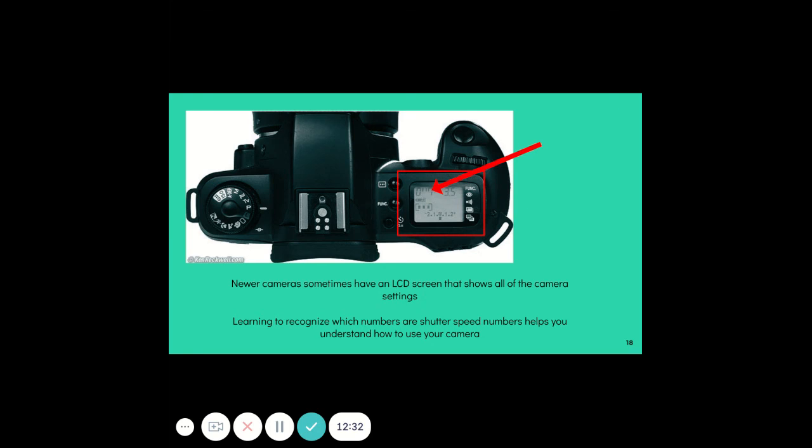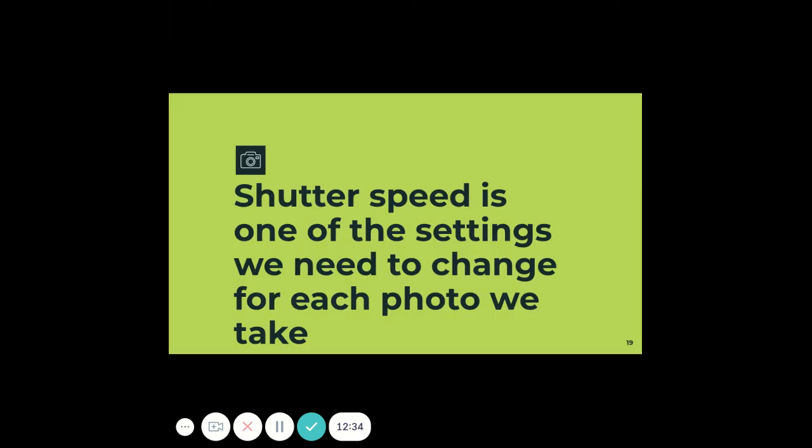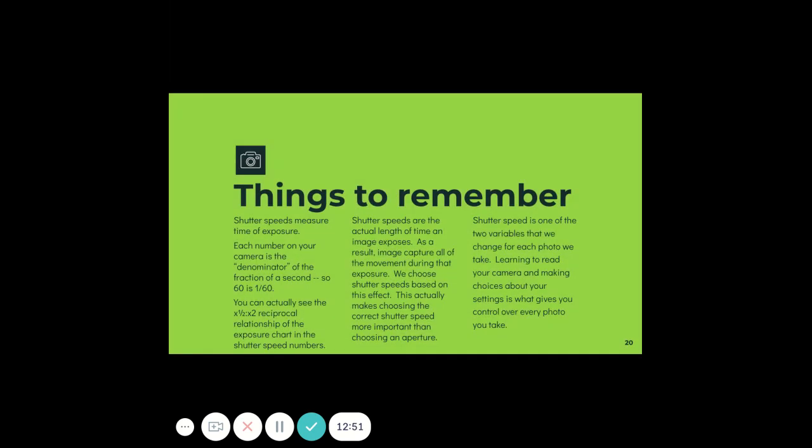It's not completely automatic. Okay, so shutter speed, of course, is one of the settings we need to change for each photo we take. That's the most important thing we're leaving here. F-stop and shutter speed work together, and we make decisions as photographers each time. Now, what are the big takeaways today? There's 3 concepts to remember.